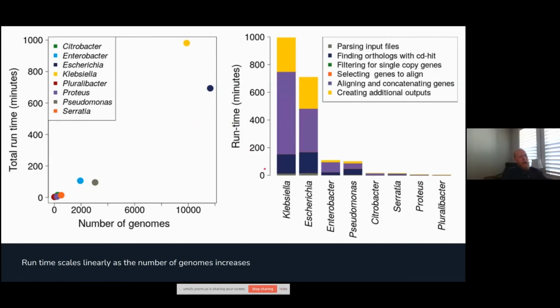We then wanted to look at runtime as a function of each step. In these bar plots, it shows the runtime for each genus. Klebsiella, again, took the longest as a fraction of the total runtime. Aligning genes was the longest step for every run that we did, with the exception of Pseudomonas, where finding the orthologous genes had the higher fraction of time devoted to it. This is because Pseudomonas has a larger genome size and greater accessory genome variation within the individual genomes.